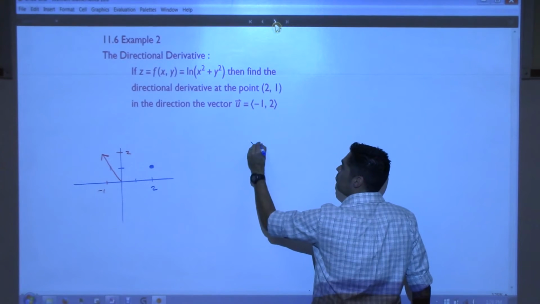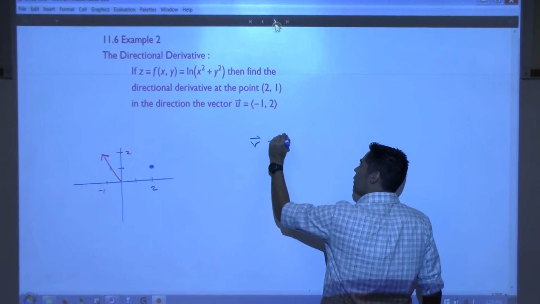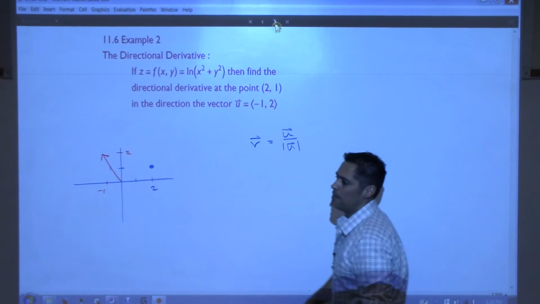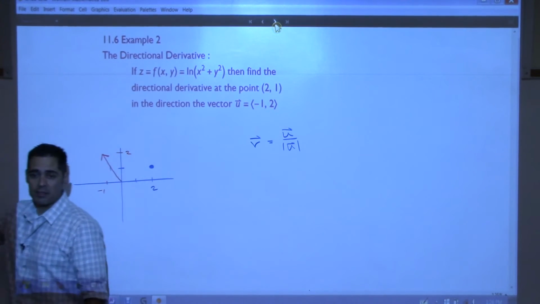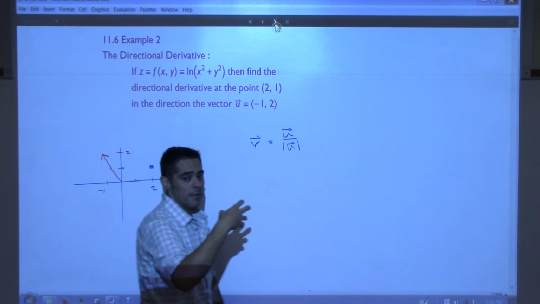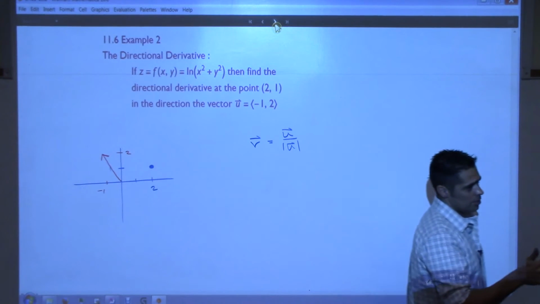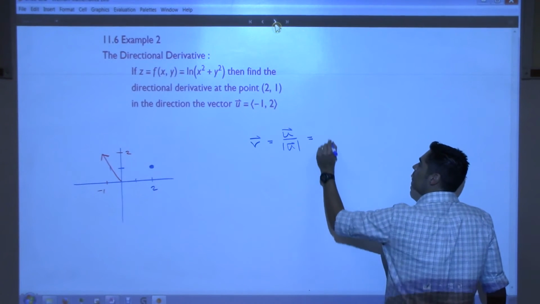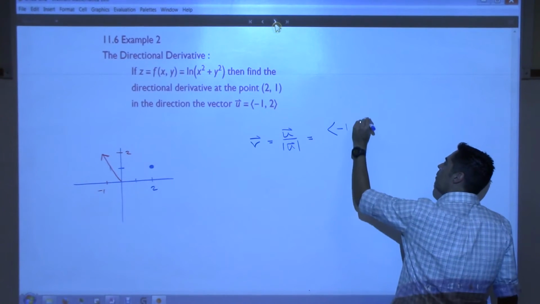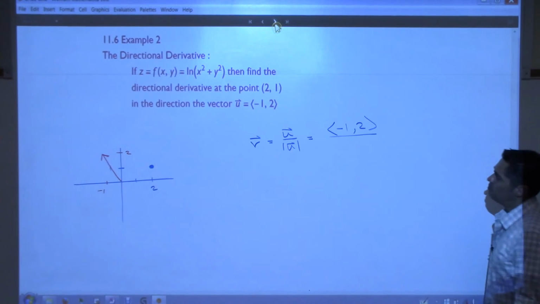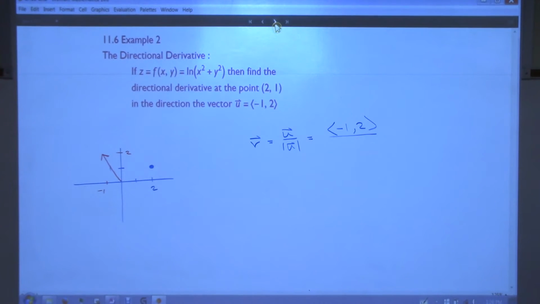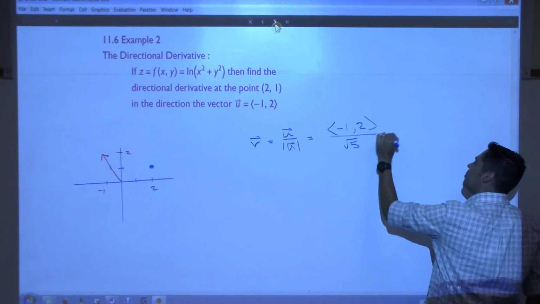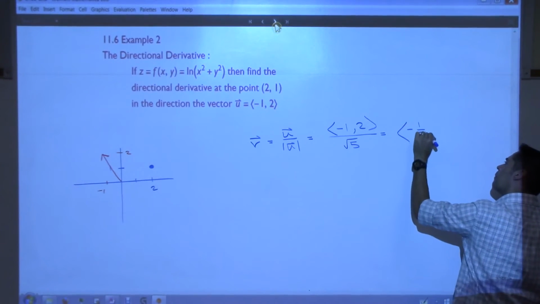So I'm going to call a new vector v, that u vector divided by its own length. And then in my formula, I'm going to use the directional derivative in the direction of v, because v will be a unit vector. So we just take the vector u and then divide it by its own length. What is the length of u? Square root of 5, right? So I'm just going to divide it by its own length. But that just means you divide each of the components.